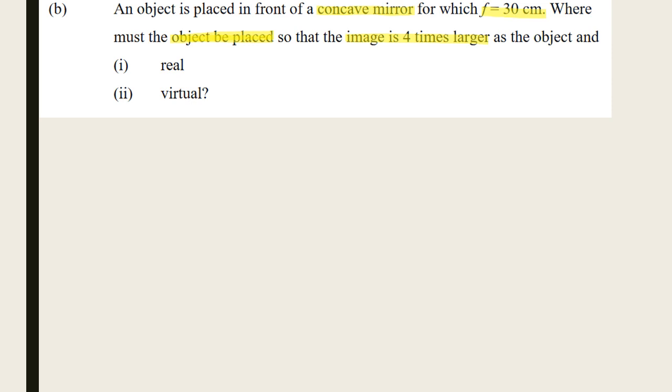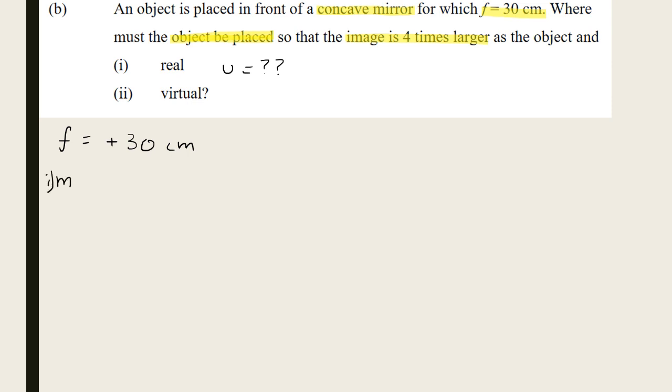So let's decide how we're going to solve for number 1 and number 2. We know that f is equal to positive 30 cm because the type of mirror is concave. Where must the object be placed? So in essence, we are calculating the value of u, because where must the object be placed means the position of the object, or distance of the object from the mirror. So what's the value of u? That's what we're trying to determine when the image is 4 times larger.